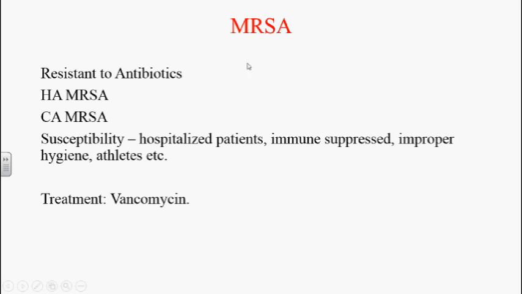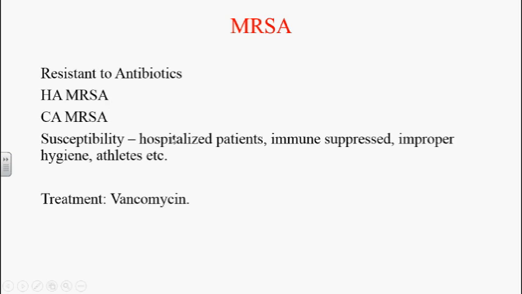People who are susceptible to these infections are hospitalized patients. The majority of the time, HA-MRSA is seen in hospital environments, but nowadays we are seeing it in the community also. That's why there are community acquired strains of this organism. Hospitalized patients are susceptible to these MRSAs. Immune suppressed individuals and patients with improper hygiene, especially athletes who go for workouts and don't take a shower after coming from workouts, are most susceptible. With bad hygiene they are most susceptible to these community acquired MRSAs.